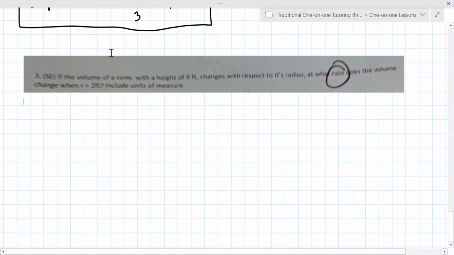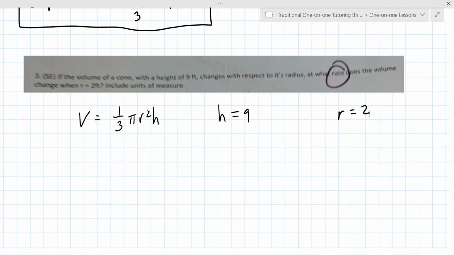All right, the volume of a cone. It doesn't look like that was given. The volume of a cone is 1/3 pi r squared h with a height of 9. It changes with respect to its radius. At what rate does the volume change when r equals 2? Is that all you got on this? Yes. Okay.